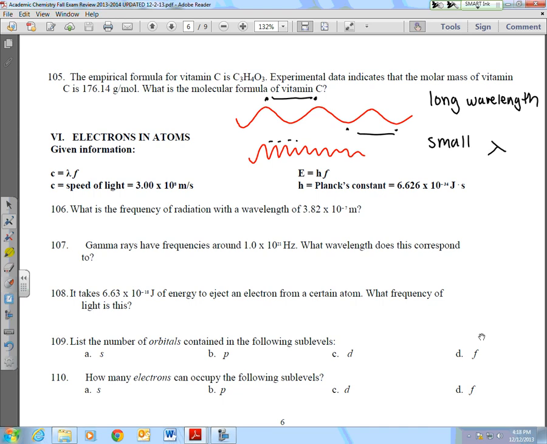Frequency is how often you see the waves. Because these are long, we don't see very many of them, so this would be a low frequency. Because these are very short, we see a lot of them, so this would be a very high frequency. Does that make sense?